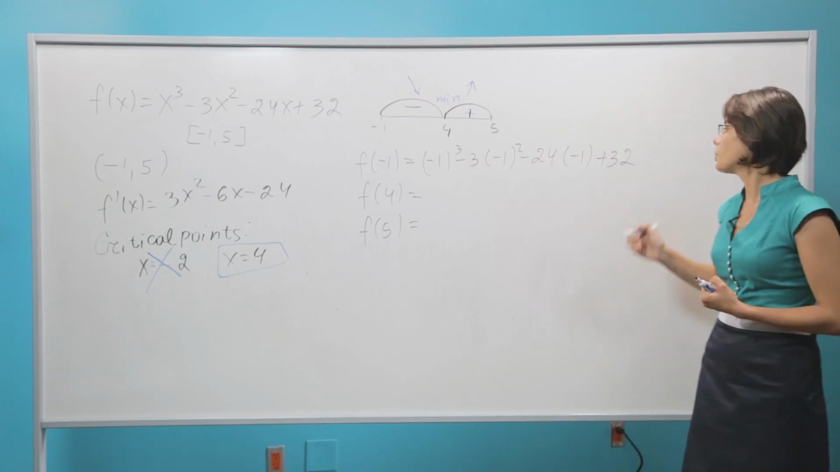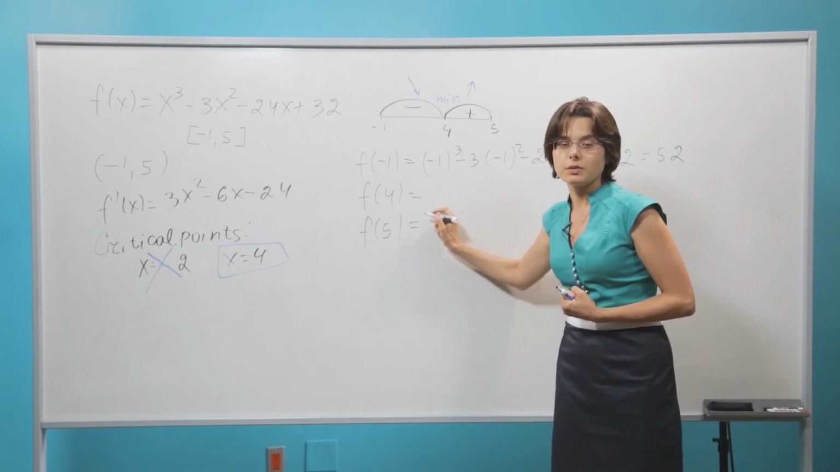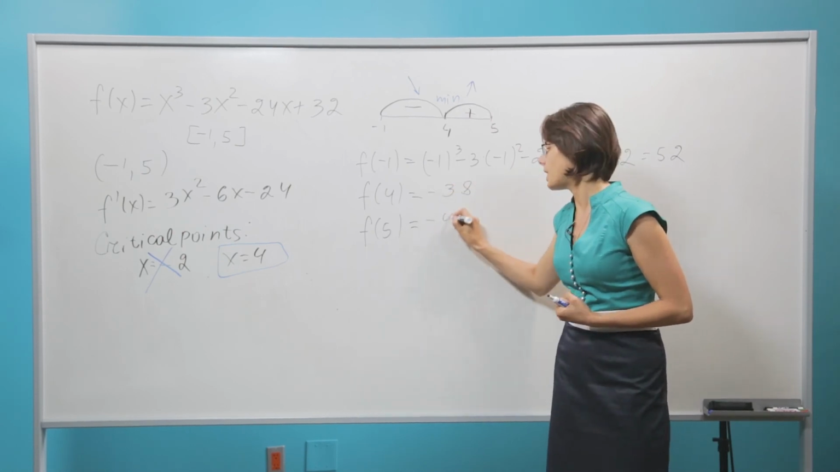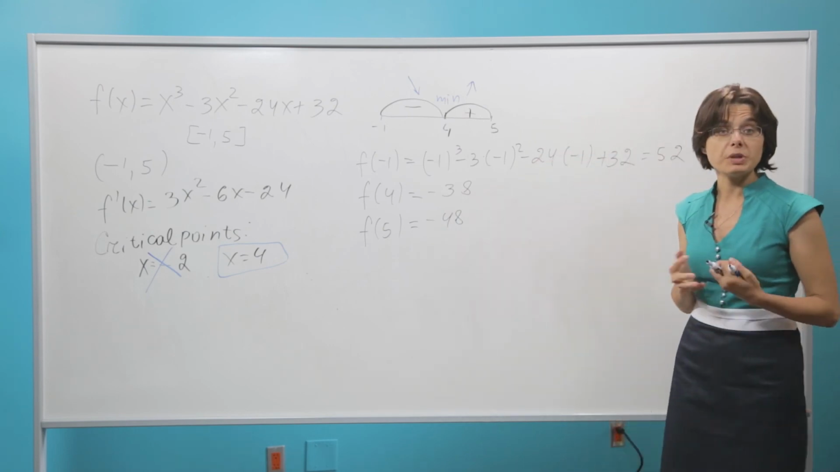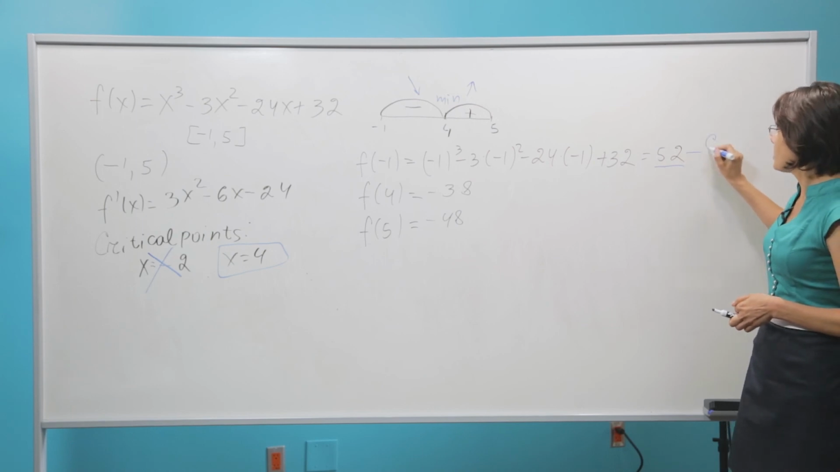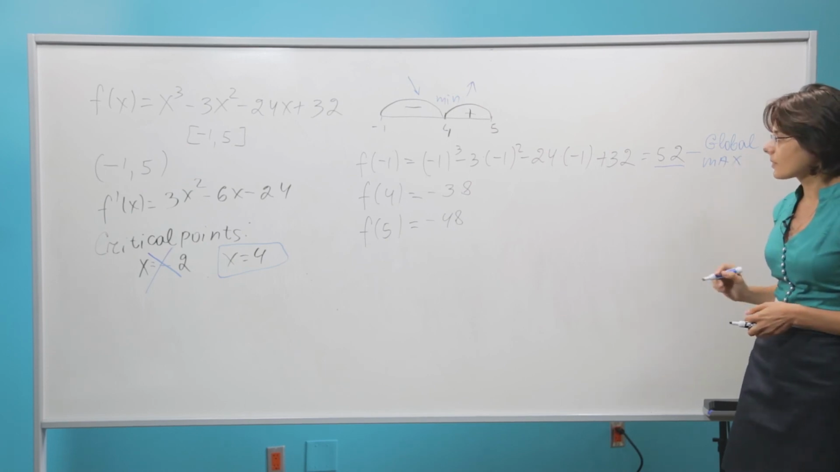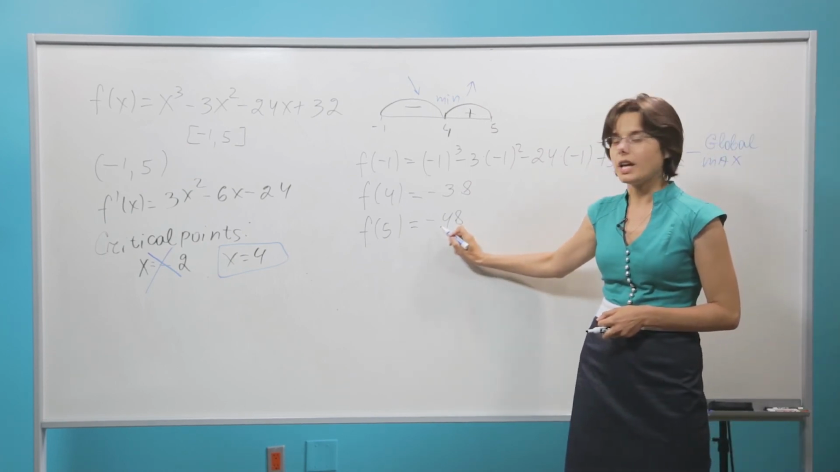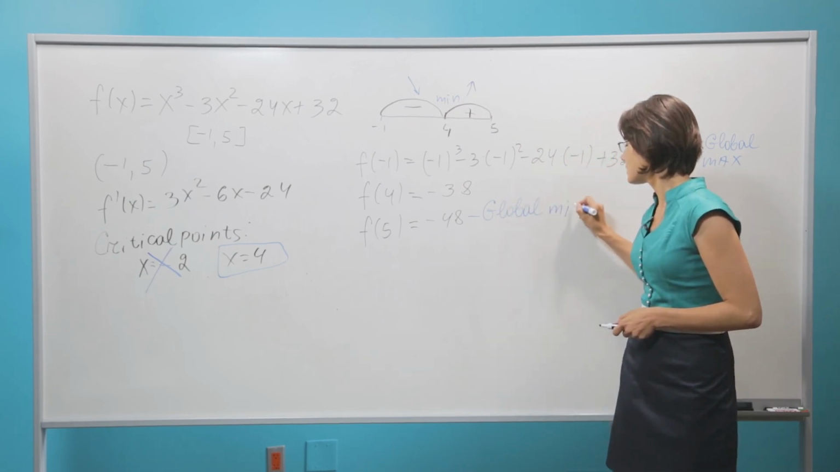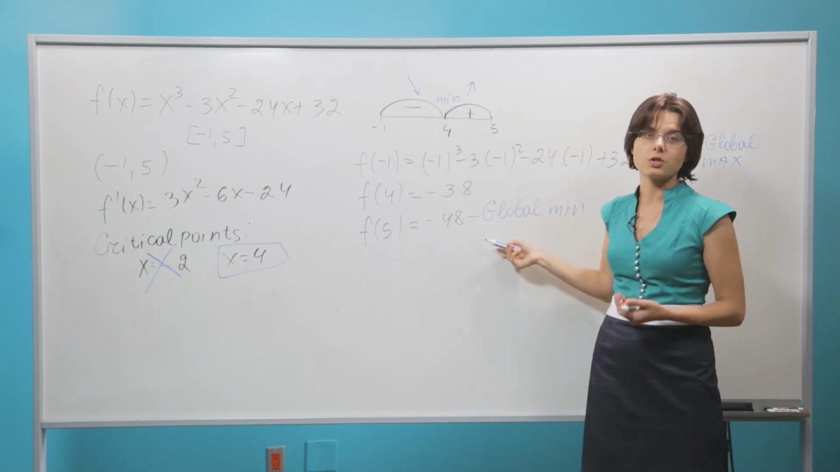If you plug it in, you will obtain the following values. f at -1 is 52, f at 4 is equal to -38, and f at 5 is equal to -48. Now we have to choose the biggest and the smallest one. As you see, the biggest value is 52, so this will be a global maxima point. The smallest one is -48. This is the global minima. And -38, we figured out that it's a minima, but it's not the global one, so it's a local minima.